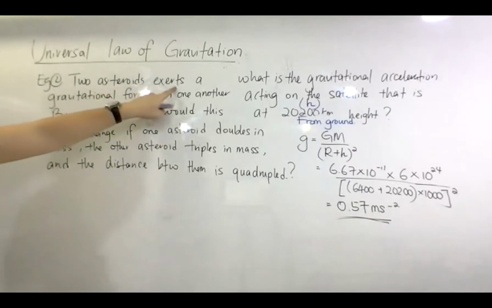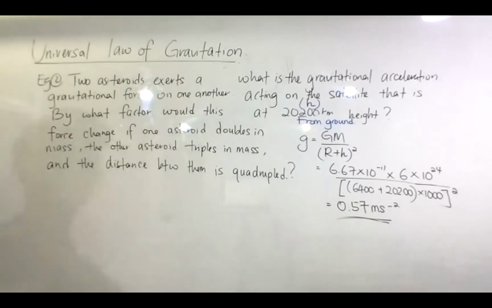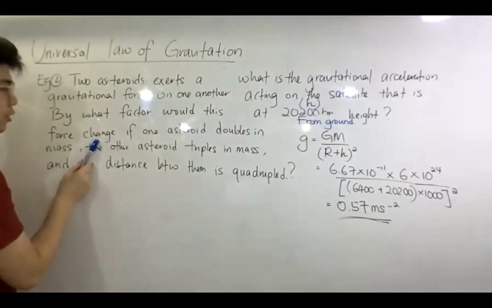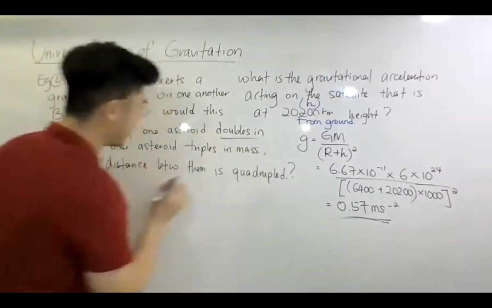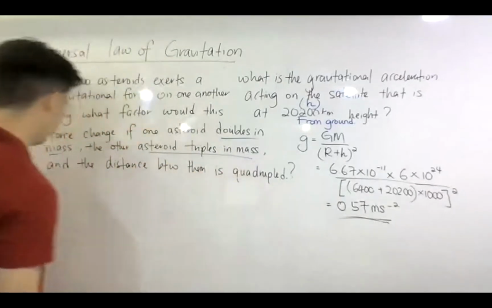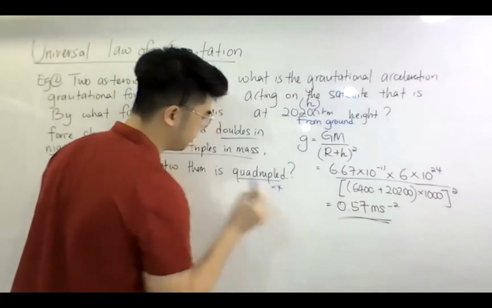Two asteroids exert gravitational force on one another. By what factor would this force change if one asteroid doubles in mass, the other asteroid triples in mass, and the distance between them is quadrupled, times 4?